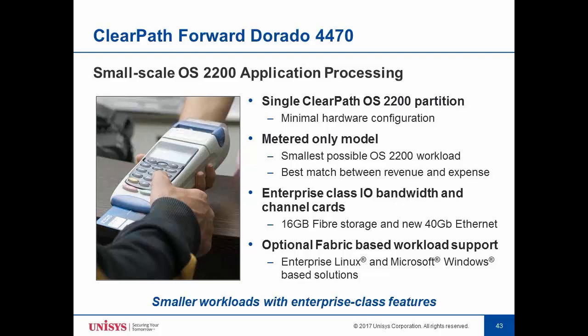It's a metered model. It only comes available as a metered system, so it's the best match between the revenue and expenses. And even though it's the small end of the OS 2200 family, it does provide some very high-end features like the new enterprise I/O subsystem, the high-performance ISM capability, the latest high-performance channel cards for 16 gigabit fiber channel cards, FICON connections, as well as this new 40 gigabit Ethernet card that I had mentioned.